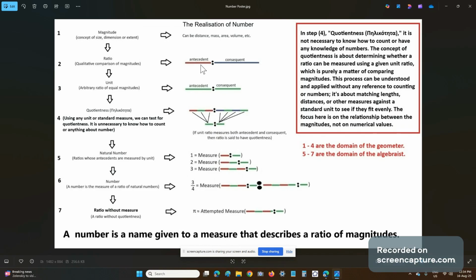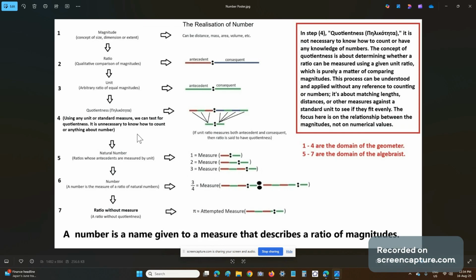What's being measured is by convention the antecedent, and what measures it is the consequent. The consequent later becomes the standard measuring tool, the unit. And so once we have a measuring tool we want to use, any arbitrary measuring tool, then this particular ratio where the antecedent is measured by the consequent exactly once is the unit.